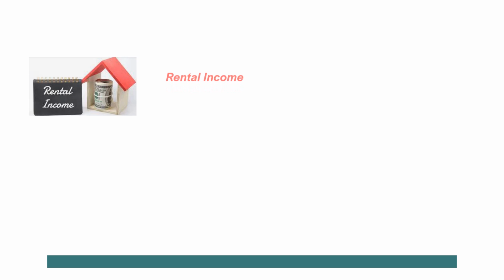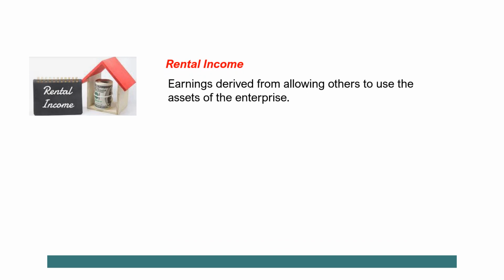What else? You also have here rental income. This account is used for earnings derived from allowing others to use the assets of the enterprise. Example, if the business has available office space and that space is being rented by another business, then the income derived from that is called rental income. Okay, let's move on.